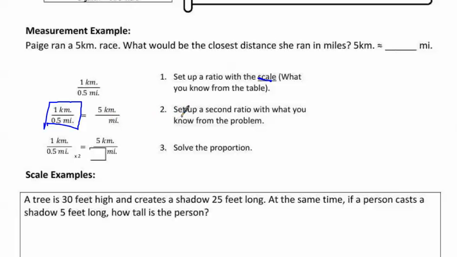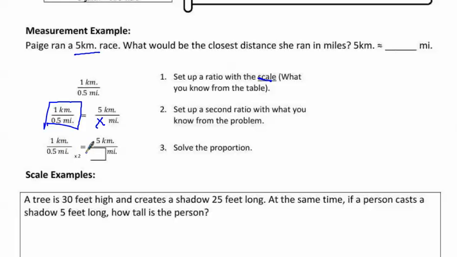The second portion, the second side of the ratio, you want to set up with what you know from the problem. Well, I know she ran 5 kilometers. So since I have kilometers in the numerator here, I need to have kilometers in the numerator in the second fraction. I don't know how many miles she ran, so I'm going to represent that with an X.